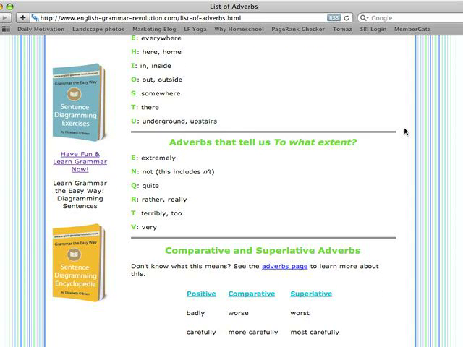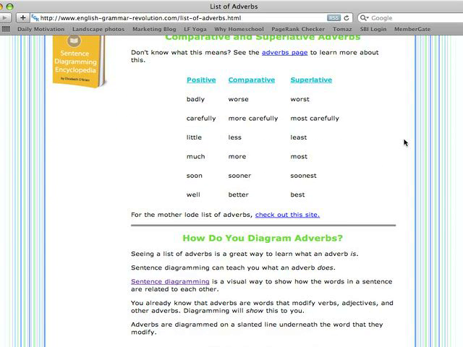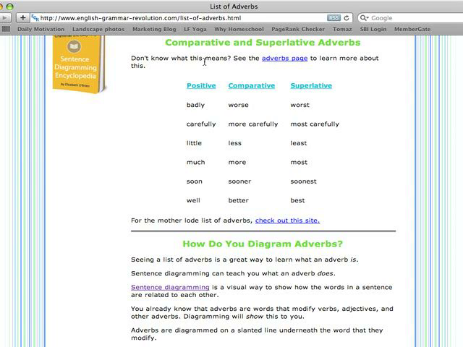And then we have adverbs that tell us to what extent. To what extent did something happen? Extremely. Not. This one is kind of funny, but negatives like the word not and never are adverbs. We've got quite, rather, really, terribly, and very. And then I give you some examples here of comparative and superlative adverbs. You use the comparative form of an adverb when you're comparing two things, and the superlative form when you're talking about more than two things.